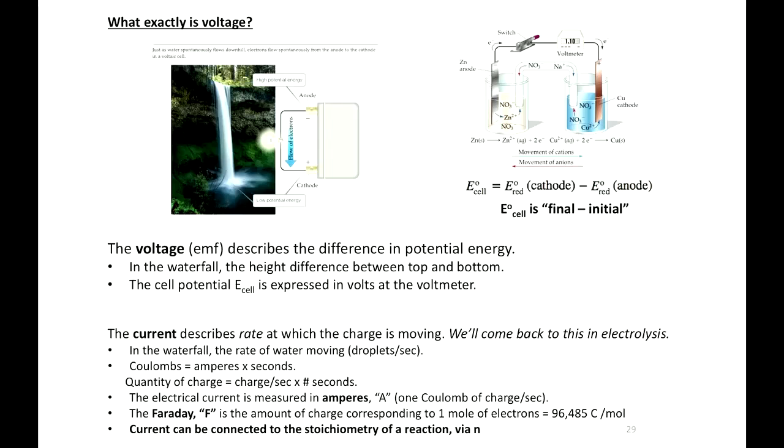It's like an energy difference. Current is something else, but it's also a component in electrical devices. Current is how fast and how many electrons are moving through your wire or whatever. So current, if we go back to our waterfall analogy, is like how wide your waterfall is.